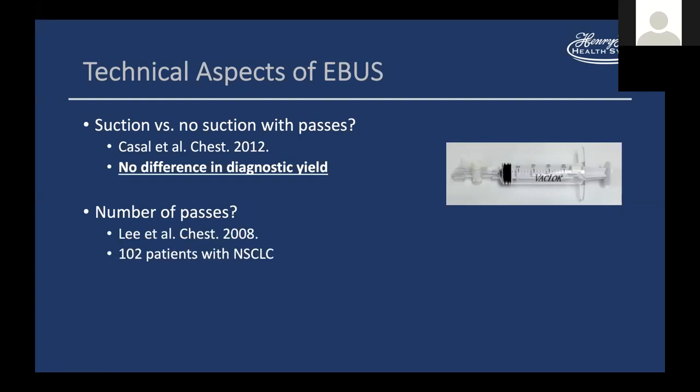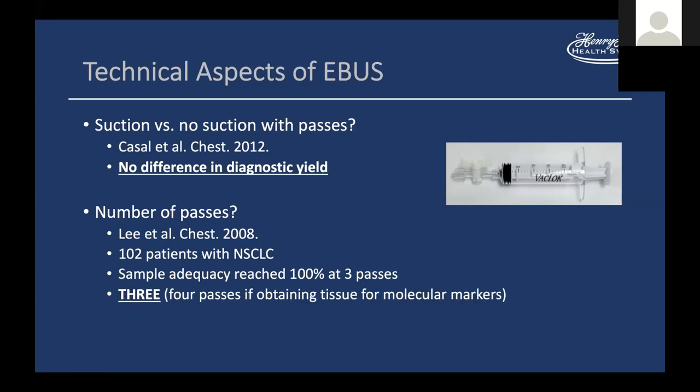In terms of number of passes, this was a study done out of Korea, published in 2008, where they looked at 100 patients who underwent EBUS. They found that the sample adequacy, when you got to 3 passes, reached 100%. So basically it means you only need 3 passes. However, if you're looking for molecular markers, the recommendation is that you do 4 passes.